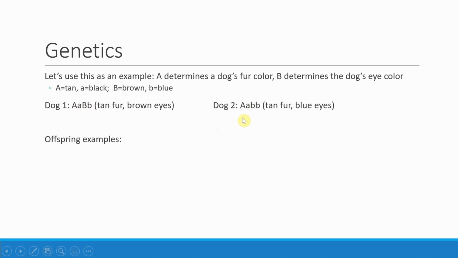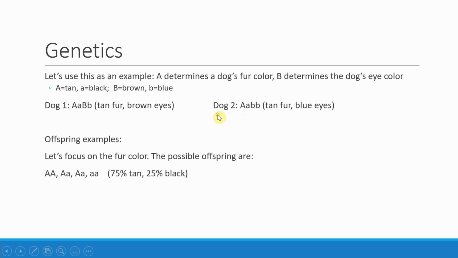So let's look at an example of actually getting the offspring here. And the way to do it is just focus on one trait at a time, and they're only going to ask about one at a time. So don't go and figure out all the combinations of everything unless they're interacting in that one very rare case I was talking about. So looking at the A's for fur color, here are the possible combinations.